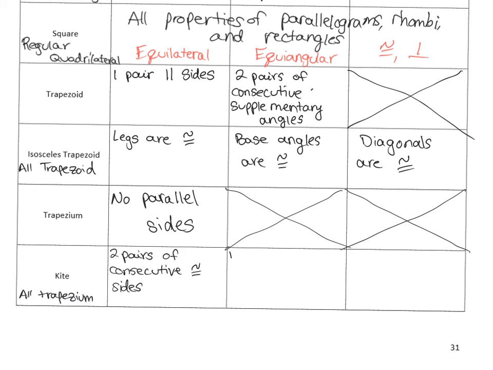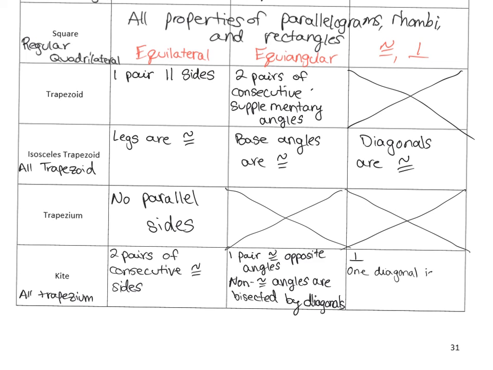Angles, we have 1 pair of congruent opposite angles. And then my non-congruent angles are bisected by the diagonals. Come on. Why isn't that writing? Diagonals. Okay. My diagonals are perpendicular to each other. And then one diagonal is the perpendicular bisector of the other diagonal.